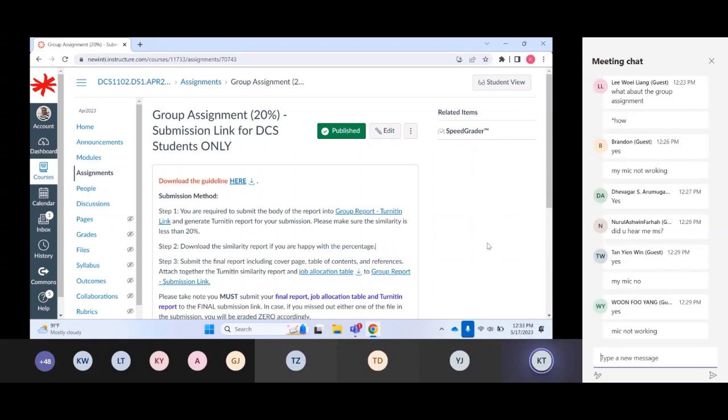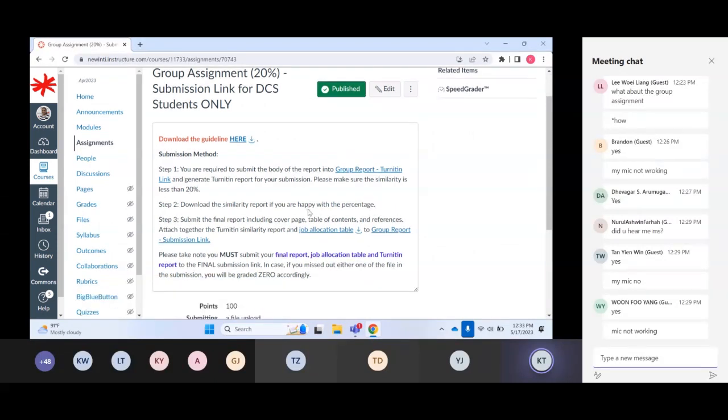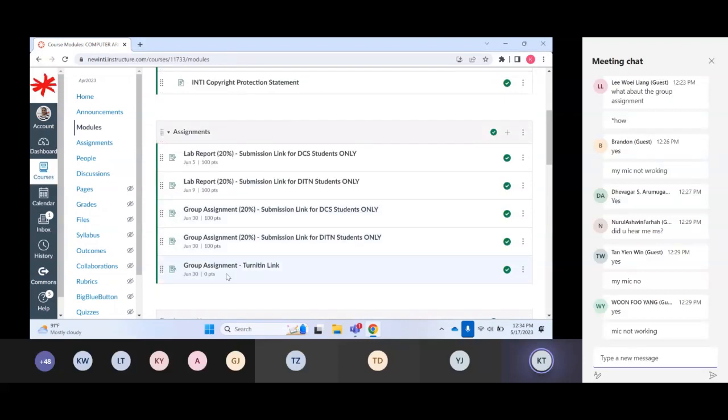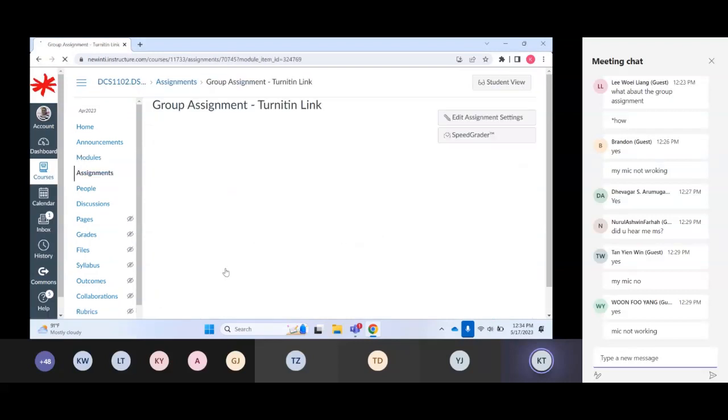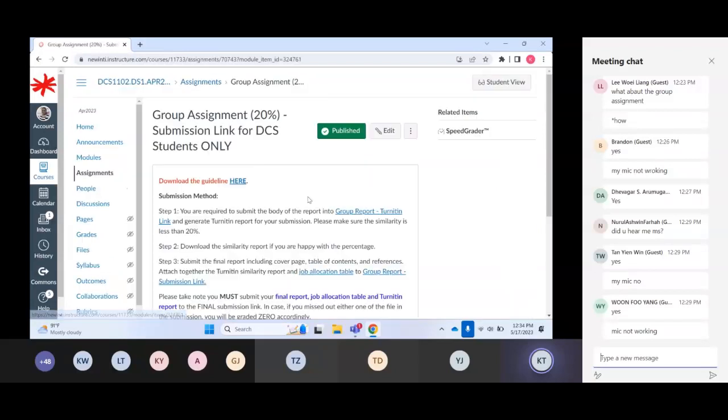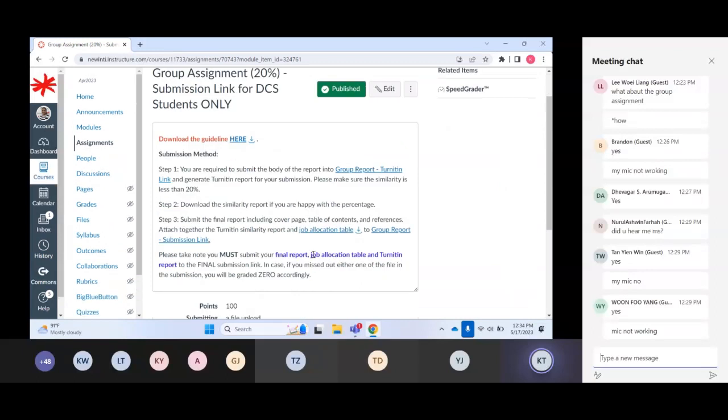So make sure that you submit this job allocation table, you submit your report, and you must also submit your Turnitin report. How do you submit your Turnitin report? Before you submit into this link, you go to your Turnitin link, upload your report there, generate the plagiarism percentage, download the report, and then upload it into the DCS link. So make sure when you submit, you submit 3 things. One is your report, one is your Turnitin report, the other one is your job allocation table. So there are 3 things that you have to submit.